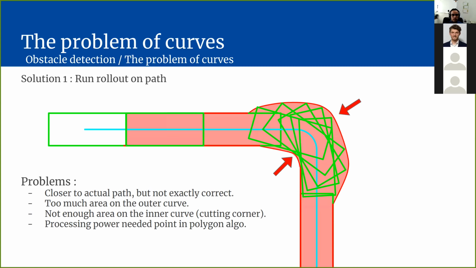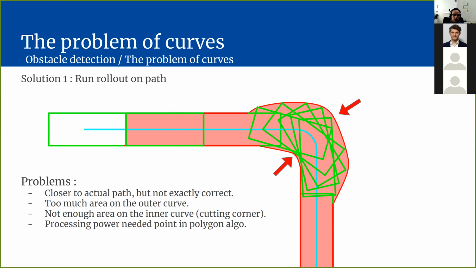This has several problems actually. It's closer to the actual area that the car will take when driving, but it's not exactly correct because it still considers that the car will be exactly on the path. Even with the MPC that we use right now, we still cut the corners a bit.